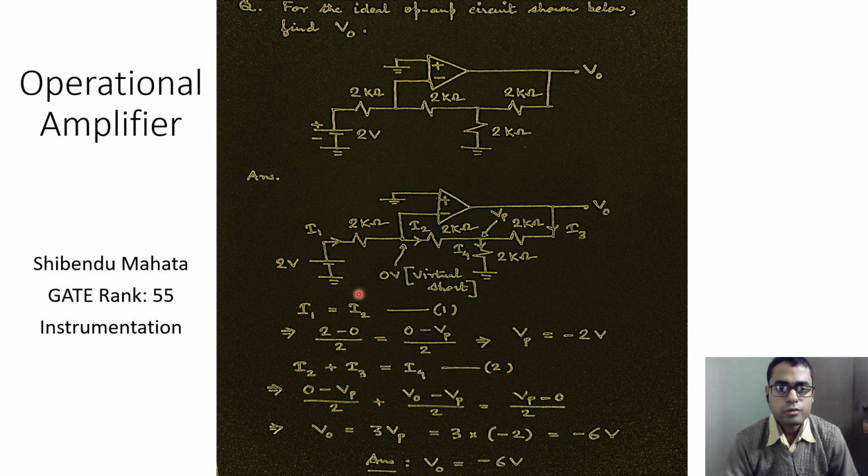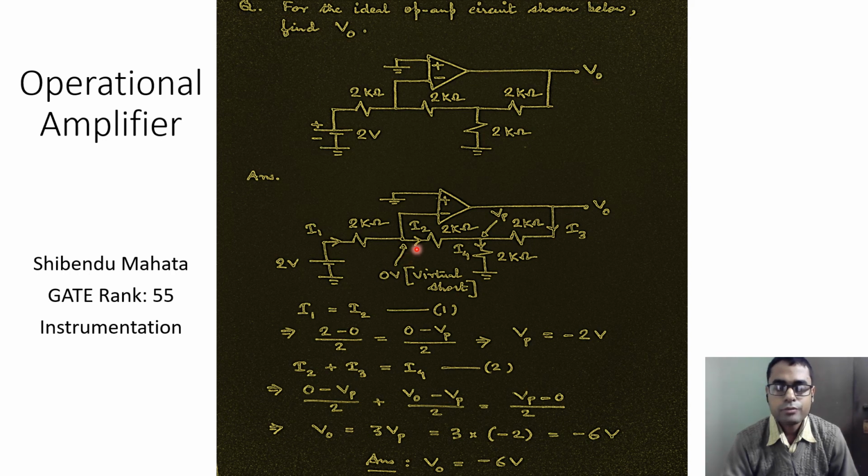Next, what we can do is take this as a node and then apply KCL, and we can easily note that if this is the current I1 that flows from this 2-volt source, then because the op-amp is an ideal one, no current can enter the input terminal of the op-amp, and therefore the entire current I1 should flow through this 2 kilo ohm resistance also.